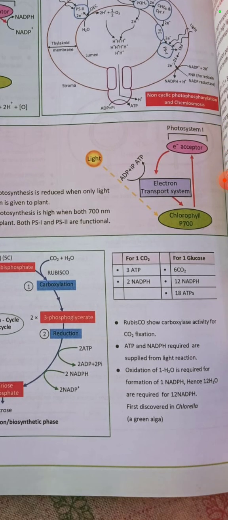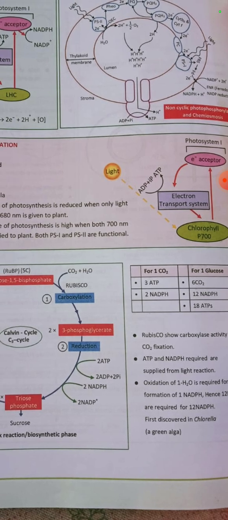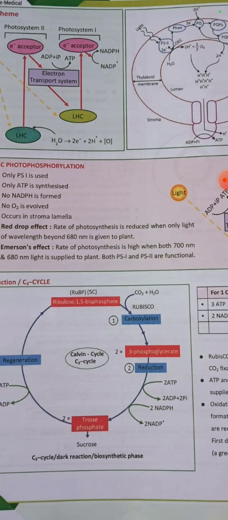RuBisCO shows carboxylation activity for the CO2 fixation, and ATP and NADPH are supplied from the light reaction. Oxidation of 1 H2 is required for the formation of 1 NADPH, hence 12 H2 are required for 12 NADPH. It was first discovered in Chlorella, a green algae.